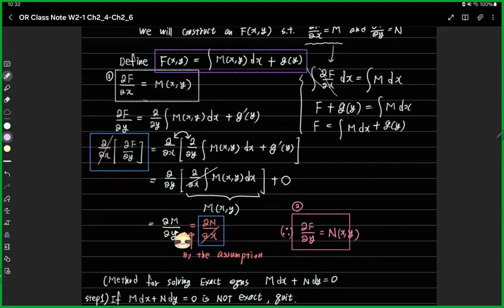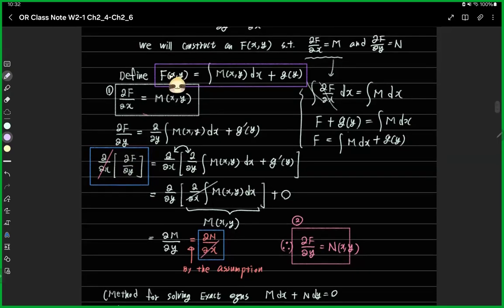N is equal to this one, right? So partial N partial Y is N, sorry. So when you cancel that out, the partial derivative with respect to X, then we got this one: partial N partial Y is equal to N. So we just showed that F satisfies not only the first condition, but also the second condition too.